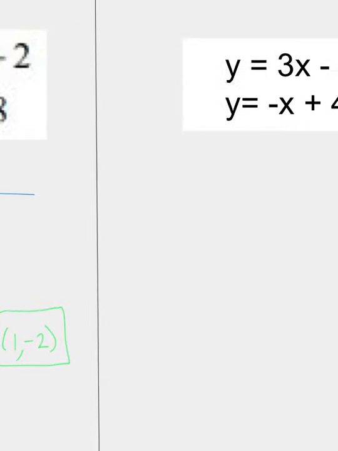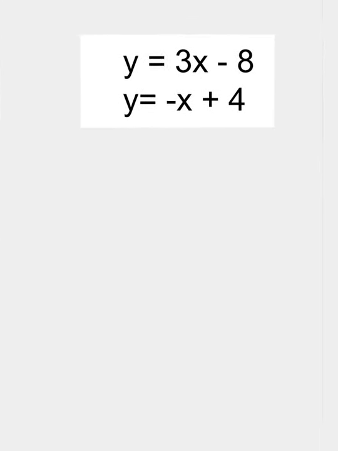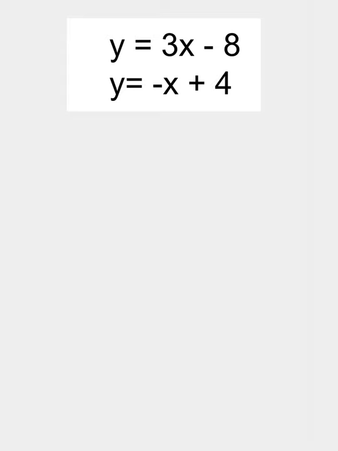All right, another example. So now I have the equations y equals 3x minus 8 and y equals negative x plus 4. I'm going to set the equations equal to each other. So 3x minus 8 equals negative x plus 4. Remember, there's an invisible 1 here. So I'm going to move my x term to the left, add 1x, add 1x.